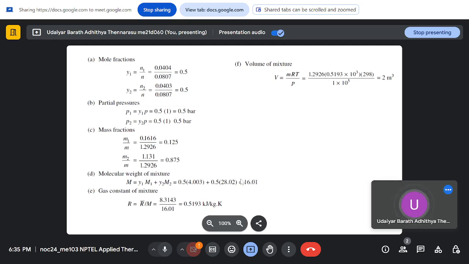With this mixture, now we can estimate the gas constant R. R is the universal gas constant divided by molecular weight. It comes out to be 0.5193 kilojoule per kg Kelvin.